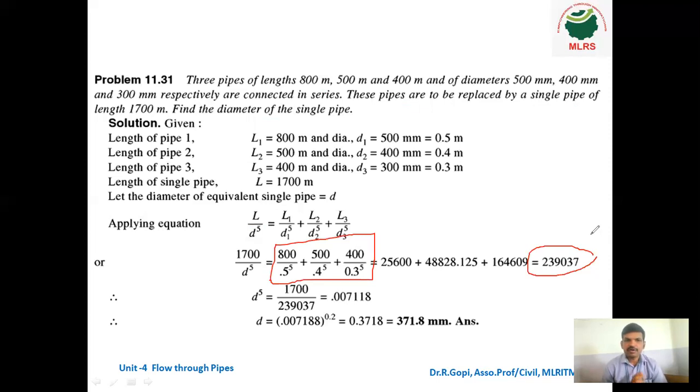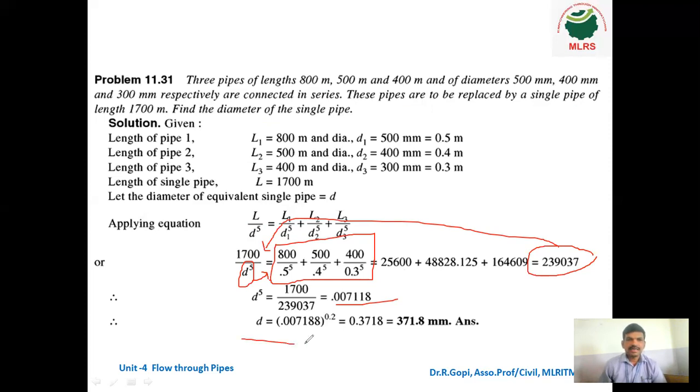We need D power 5 only. Equate this into the equation; here only one unknown is there, D power 5. So 1,700 divided by D power 5 equals 2,39,037. D power 5 goes to this side, and 2,39,037 goes to the denominator. So 1,700 divided by 2,39,037. Finally we got D power 5 equal to 0.007118. This is the answer.